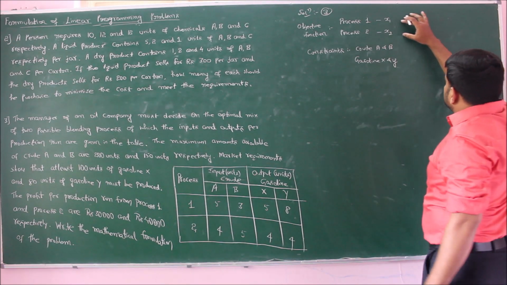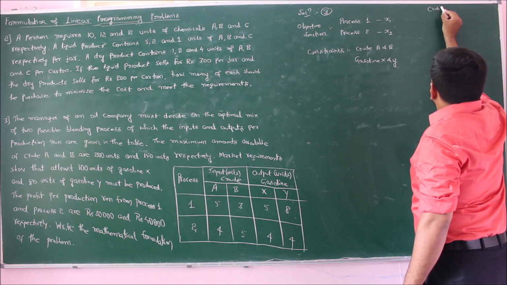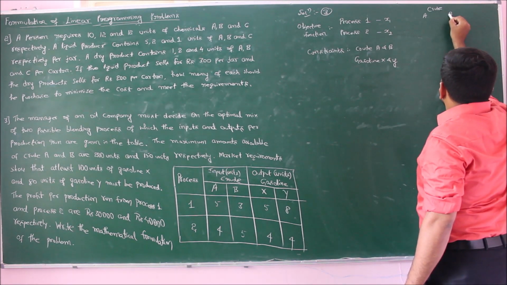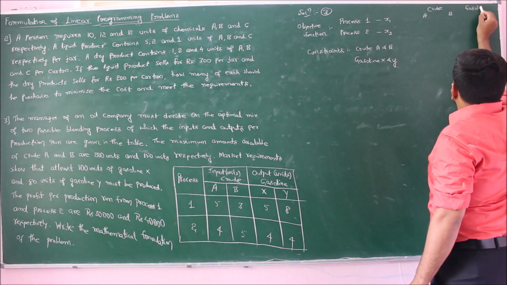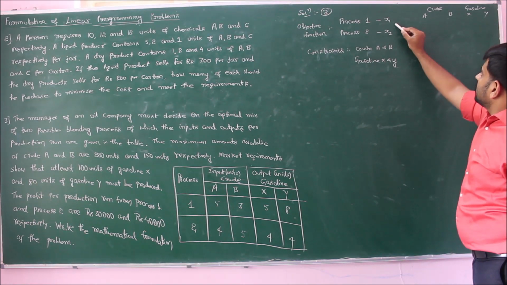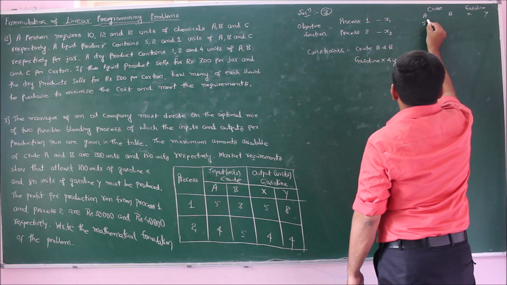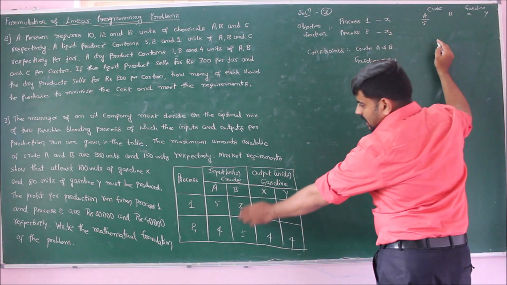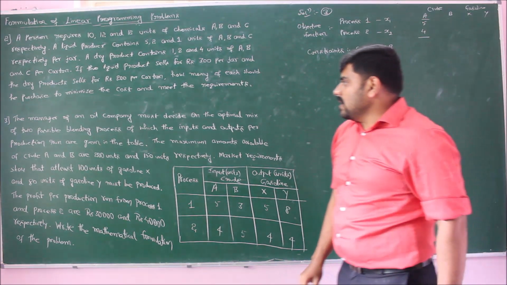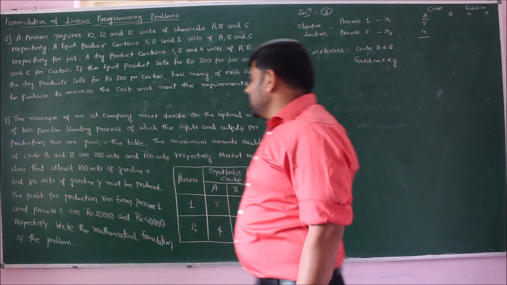So therefore these processes are depending on crude A and crude B and gasoline X and gasoline Y. Coming for process 1, the crude A requirement is tabulated, that is 5, and process 2 requires an input of crude A as 4, but the availability of crude A is 200 units. The availability is 200 units.